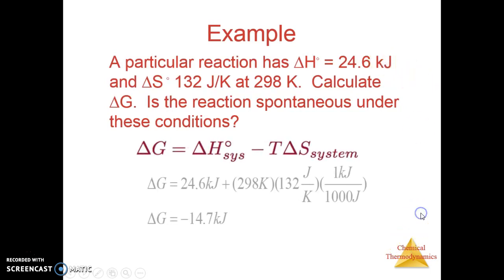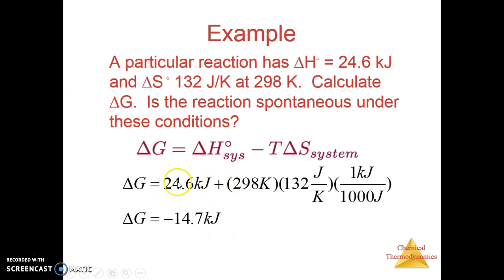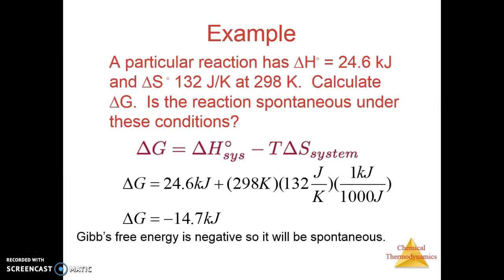Okay, so we're going to use this equation. I've got 24 kilojoules here for the delta H. I've got 132 joules per Kelvin, so I've got to convert that to kilojoules, so 0.132 kilojoules times 298 winds up giving me a delta G of negative 14.7. So will it be spontaneous? Yep, because it's negative, it's going to be spontaneous.